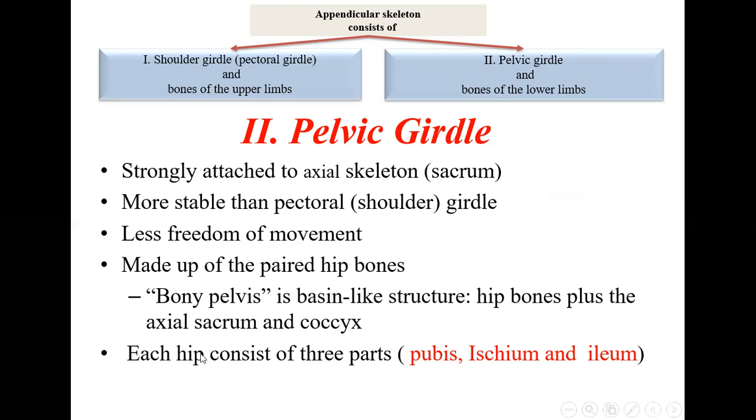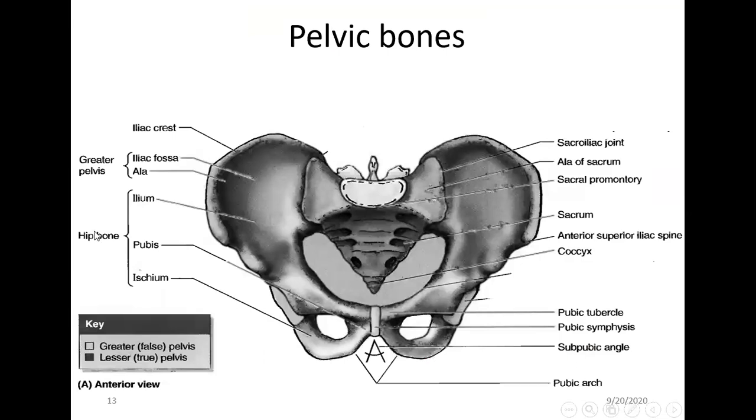Each hip bone consists of 3 parts: the pubis, ischium, and ilium. If you see here, each hip bone on the right and left side has an ilium part. Then we have the ischium part, and in the front we have the pubis, the pubic symphysis, as you know. So these are the 3 parts of the hip bone on both sides.